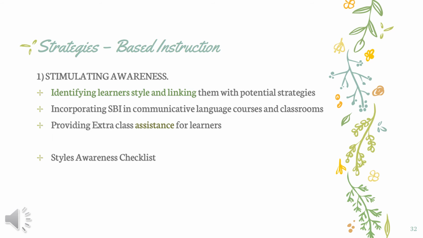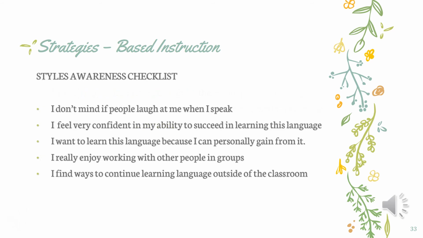A style awareness checklist is basically a questionnaire that the student can fill in on their own. With that information, the teacher can later create strategies to accommodate the learner's style of learning. Here are some examples of the questions. You can find the rest of it in the textbook.